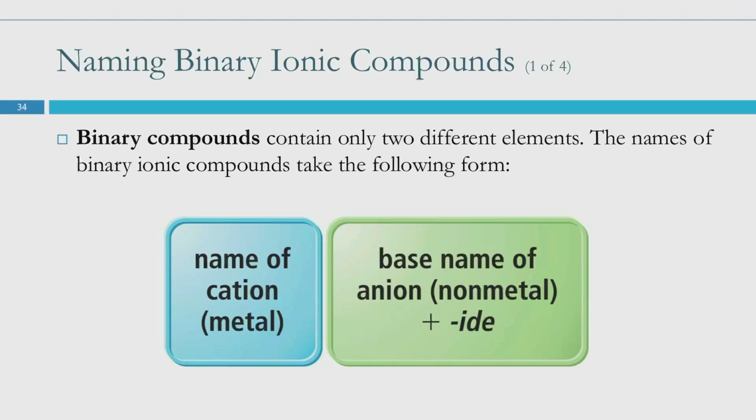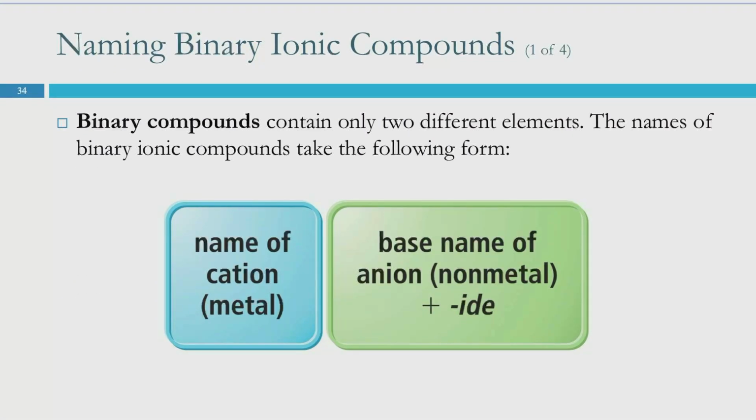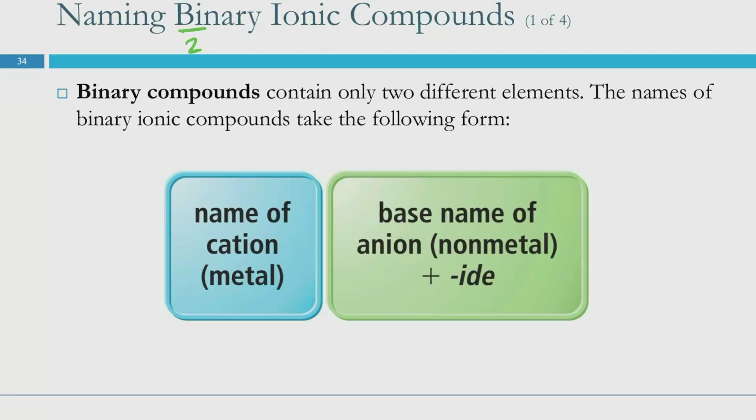So for naming binary ionic compounds, the easiest class of ionic compounds is binary, meaning that we've just got two things. So binary compounds are just two different elements. Our naming is going to be the name of the cation, followed by the name of the anion, changing the ending to -ide. Relatively simple, or it can be relatively simple.